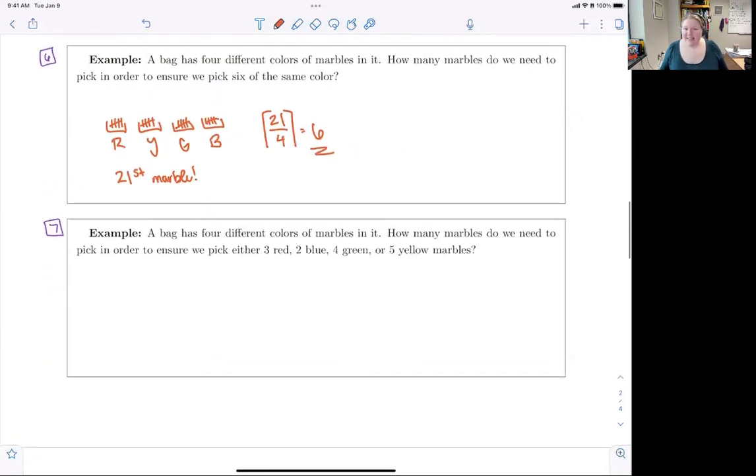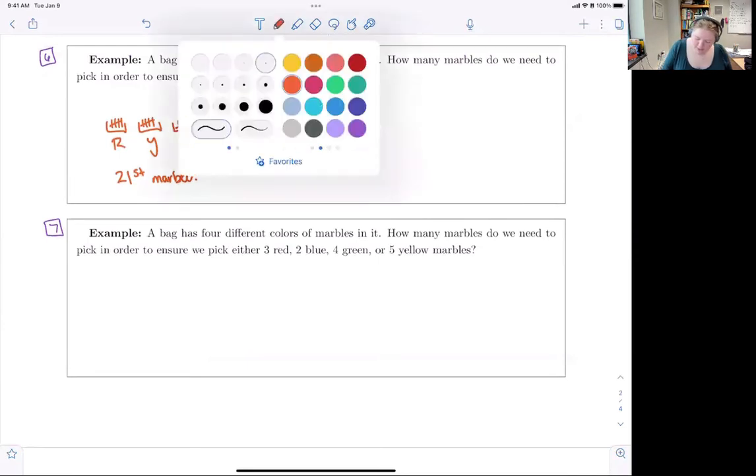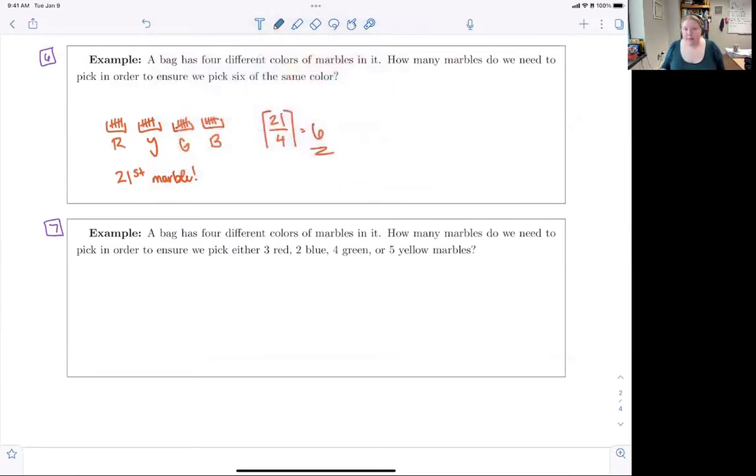But what if it's not even, right? So for example, here I have this same bag of marbles. There's 4 different colors. How many marbles do we need to pick in order to ensure that we have 3 red, 2 blue, 4 green, or 5 yellow? Well, it turns out that it's very similar. Red, yellow, green, blue.